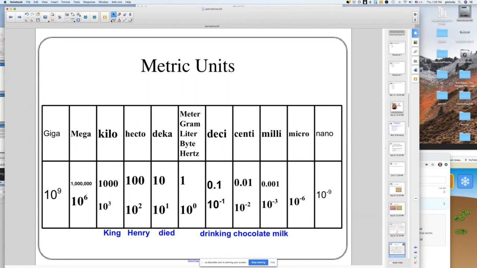And any of these could be used with the same prefixes. For example, you probably heard something like kilobytes, or something like hertz, megahertz, gigahertz, terahertz. And these, of course, are associated with computers.